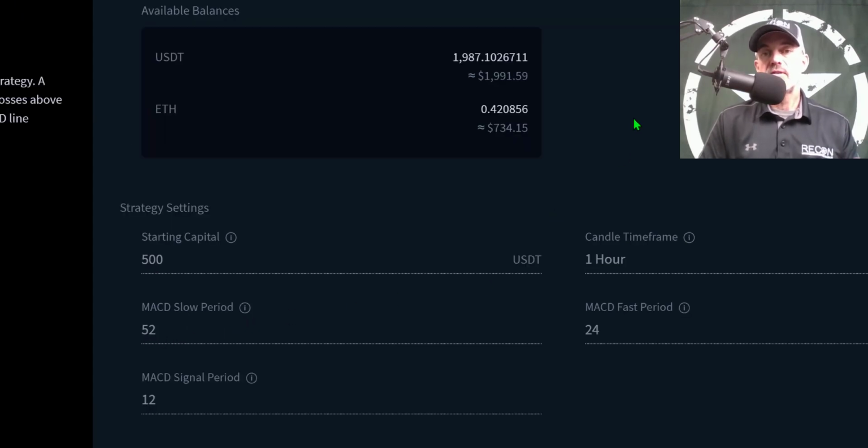And I did a ton of backtesting before I deployed the bot, but it is important to note that backtesting results don't guarantee future results. But with the 52, 24, 12, that saw the best performance, so then I deployed the bot to live fire.